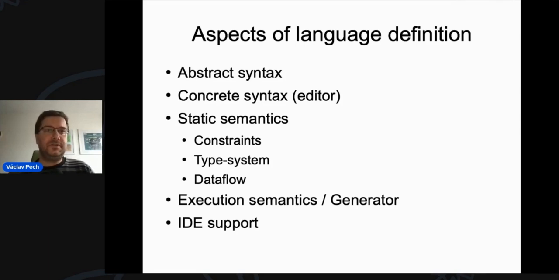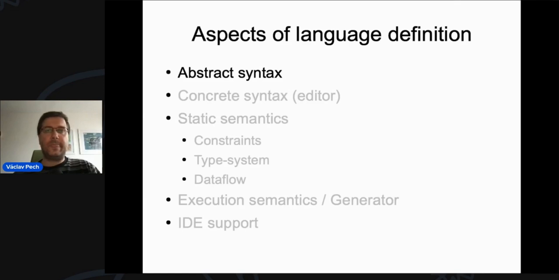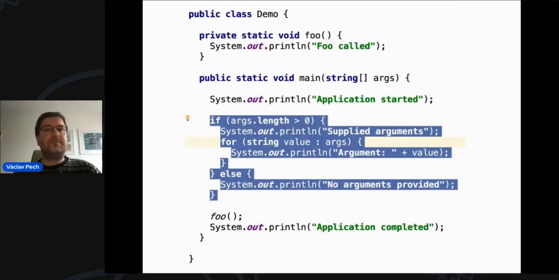You might want to version your language as your language evolves. Or you might provide some intentions to the user or code analysis. So we'll cover those gradually. So first, let's focus on the abstract syntax, right? Abstract syntax, as most of you know, is how the code is represented for the computer, for the compiler or for the editor.